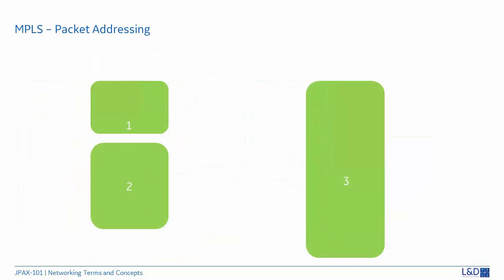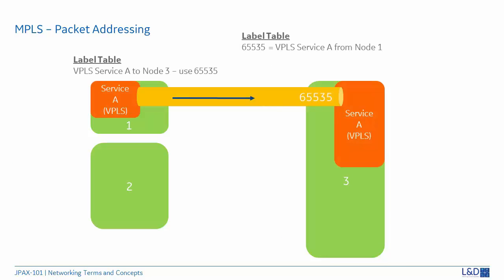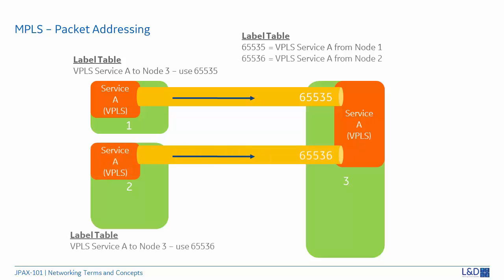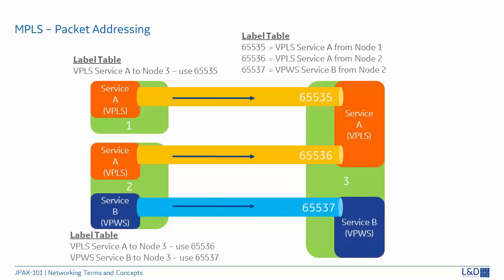Pseudowire labels tell the receiving MPLS LER which service the packet is for. It is used by the transmitting service LER to tell the receiving service LER, the L2 or L3 virtual private network service, that this packet belongs to. The pseudowire label is also unique on the receiving LER, such that the receiving service will know exactly which remote endpoint of the service the packet came from.